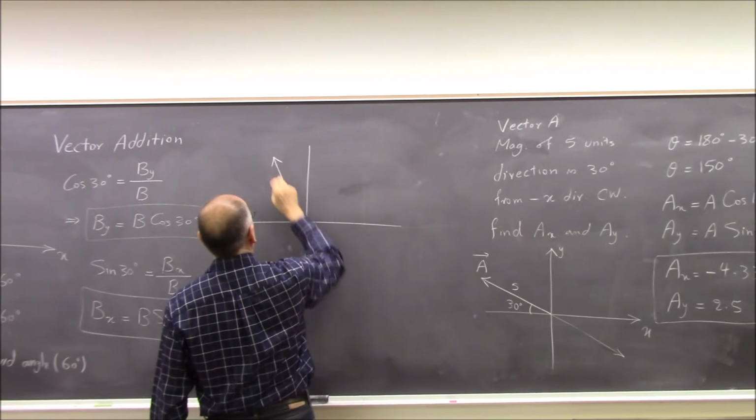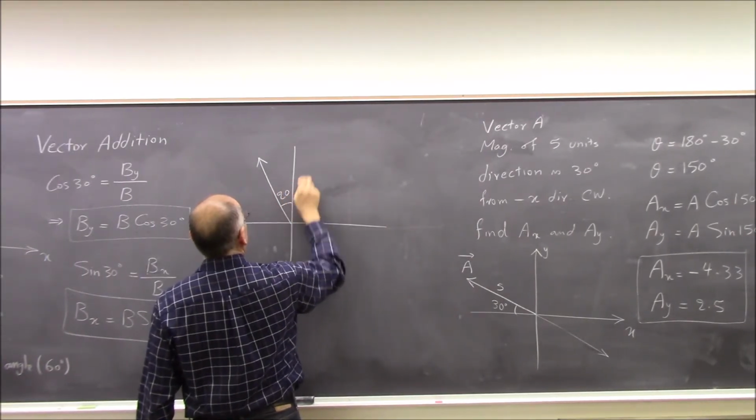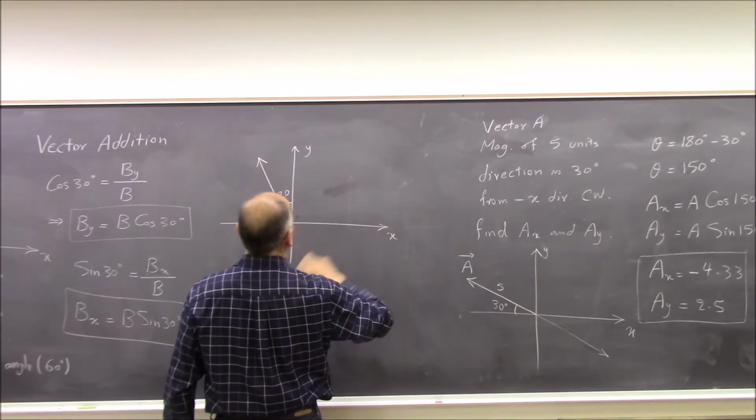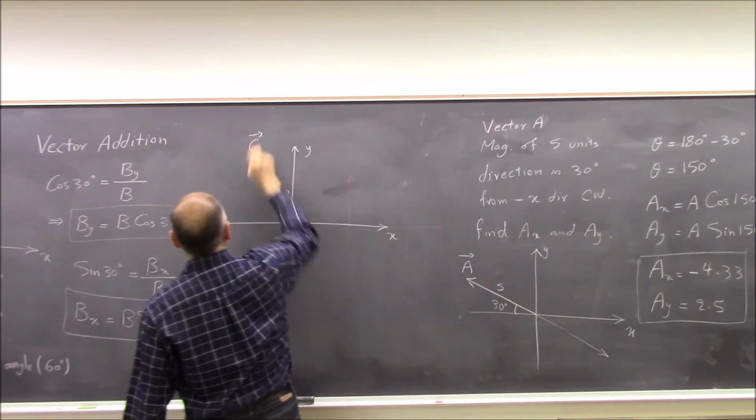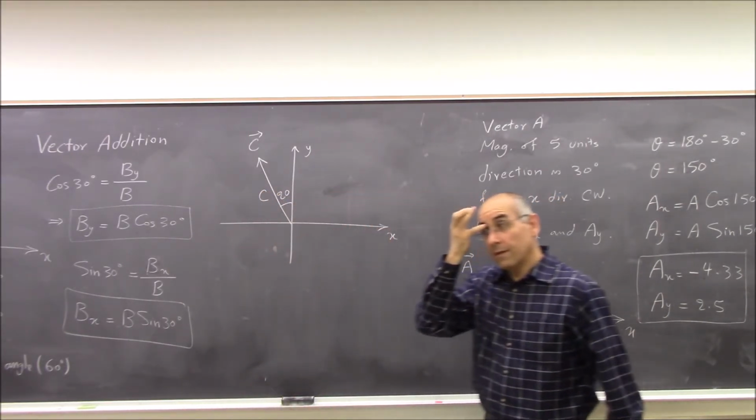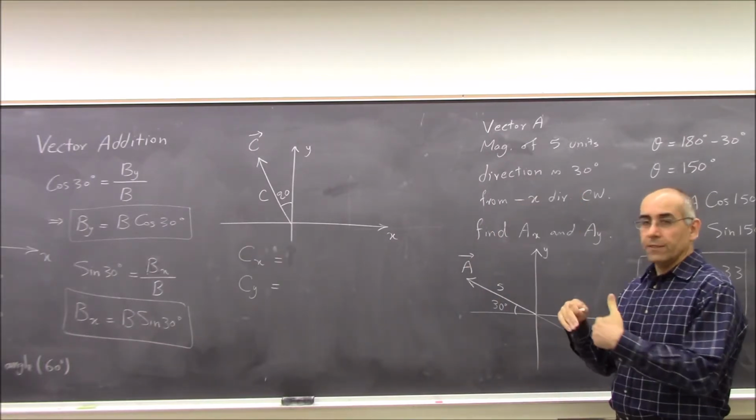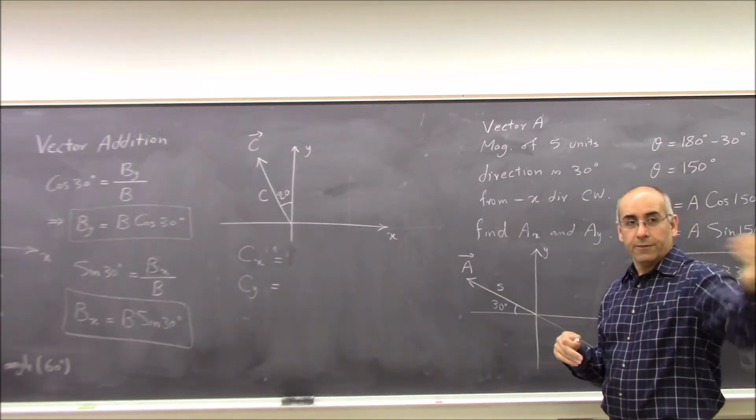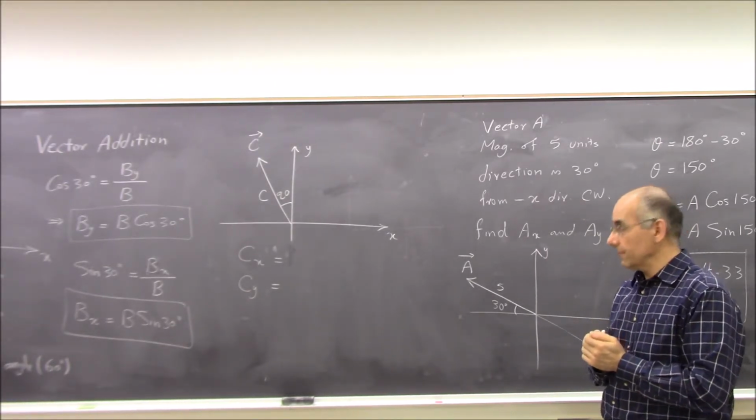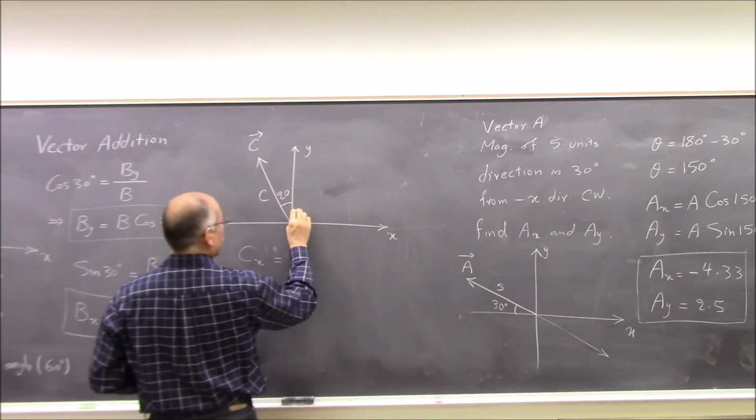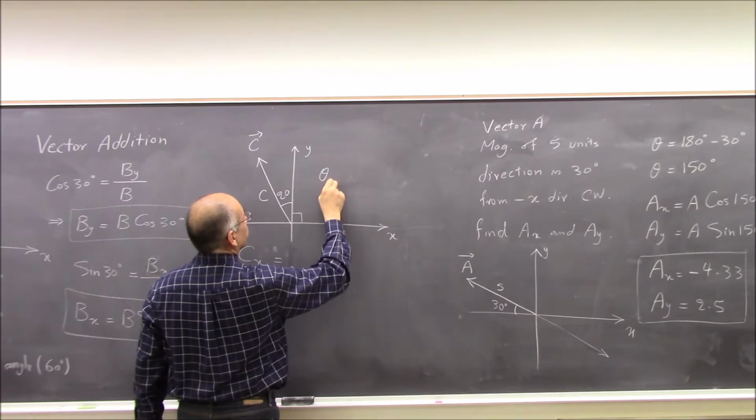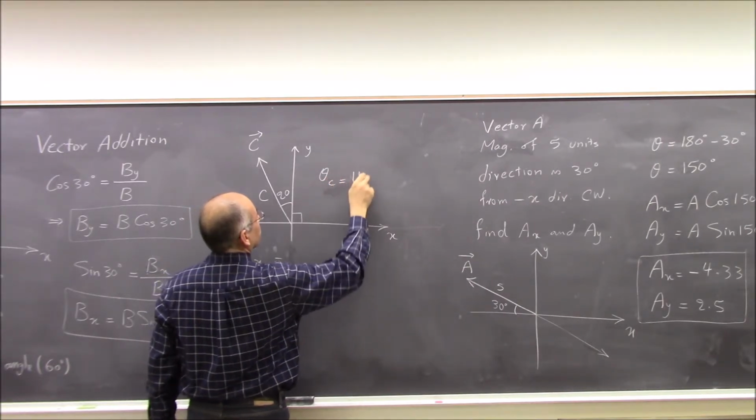Vector C is 20 degrees from the y direction, counterclockwise, and it has magnitude C. What are the components? First, let's use the standard angle. It will be C cosine 110. Yes, 90 degrees plus 20 is 110. So the angle theta for C is 110 degrees.